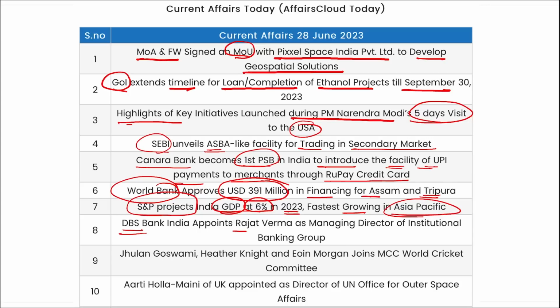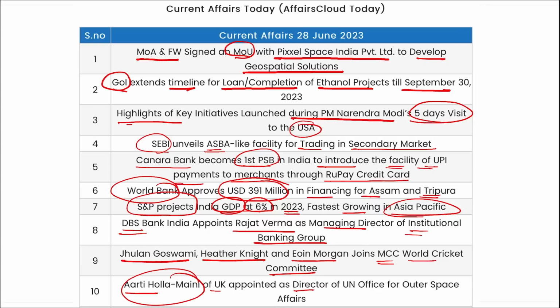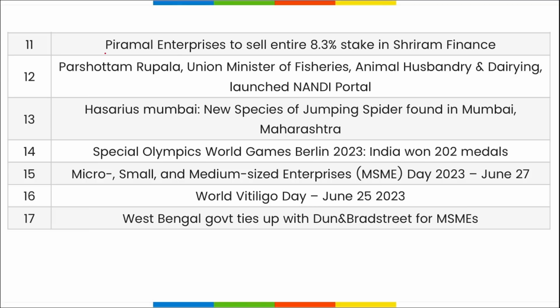DBS Bank India appointed Rajat Verma as the Managing Director of Institutional Banking Group. Jhulan Goswami, Heather Knight and Ian Morgan have joined the MCC World Cricket Committee. Aarti Holla Mani of the UK has been appointed as the Director of the UN Office for Outer Space Affairs. Next, Piramal Enterprises to sell 8.3% stake in Shriram Finance.